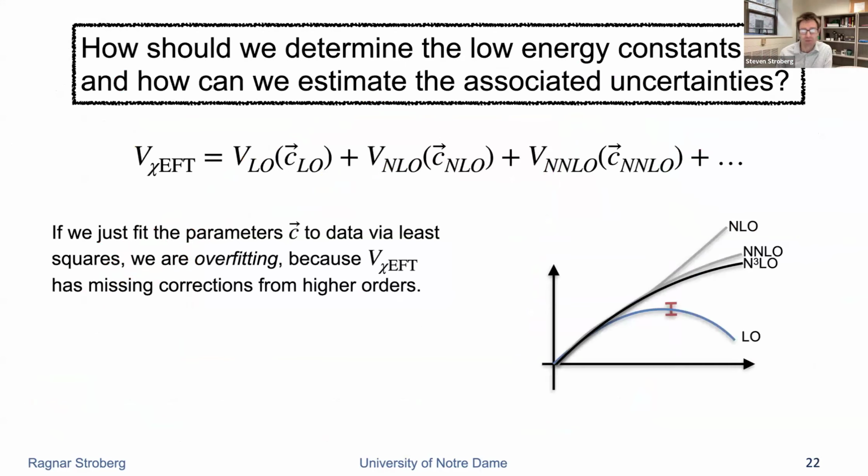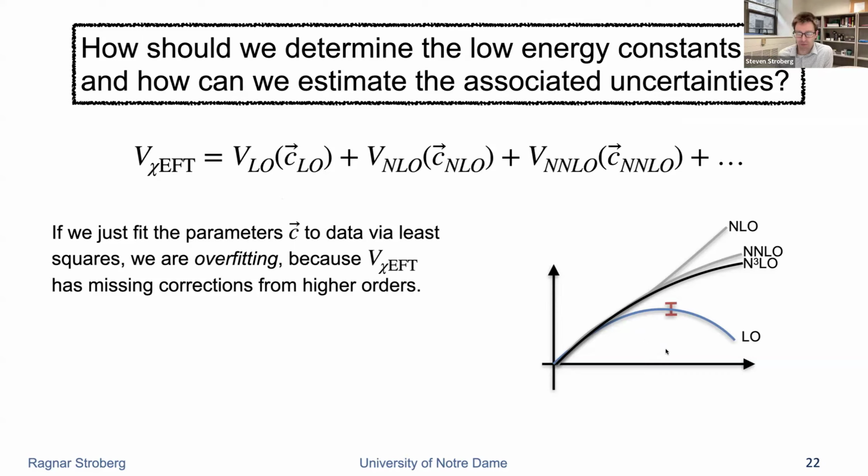So we can do it, but there's another problem. As we're doing this, how do we determine these low energy constants, and how do we assess the associated uncertainties there? Because there's actually a consideration that if we just fit the parameters in a traditional way of doing some sort of least squares, we're actually overfitting, because we know that there are further terms that we're throwing out, and those will change our answer. So we have basically a theory error that we need to incorporate in some way.